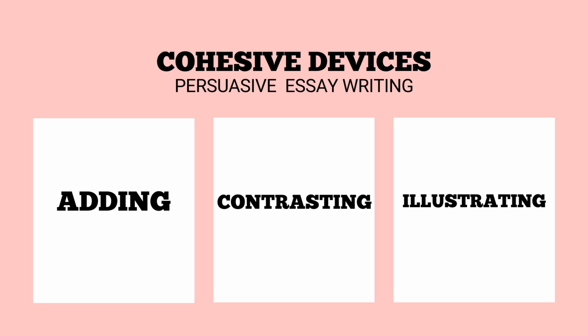It is very important that you also contrast your ideas with the other side or the other points so that there will be a comparison or the contrast, or showing the differences between one idea to another. So you may also use illustrating cohesive devices so that you can provide evidences or examples in the paragraph that you are going to write. So those are the three categories of cohesive devices that you can use for your persuasive essay.